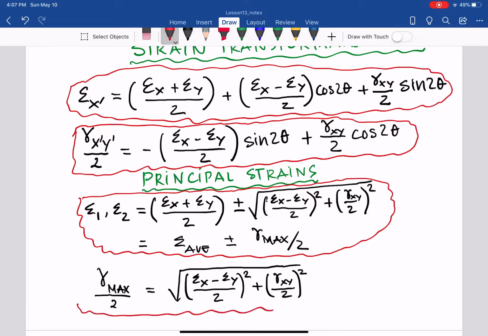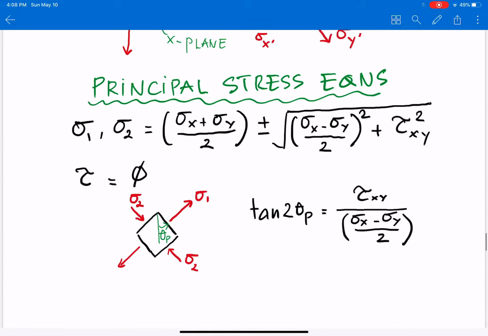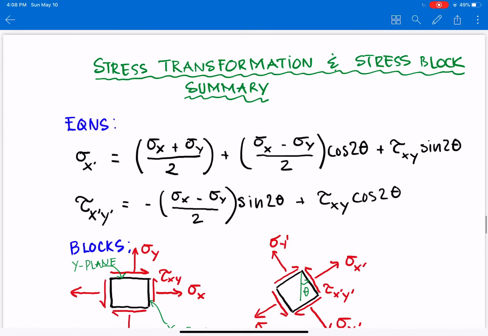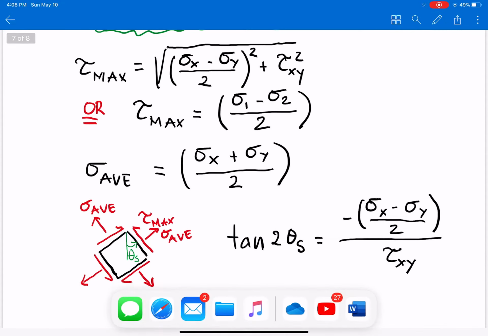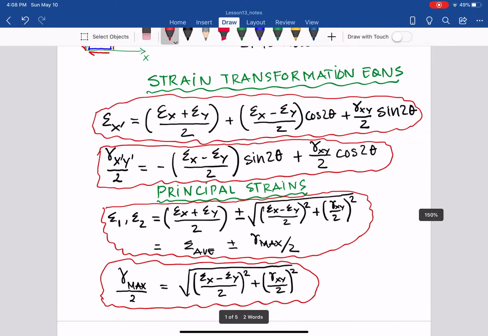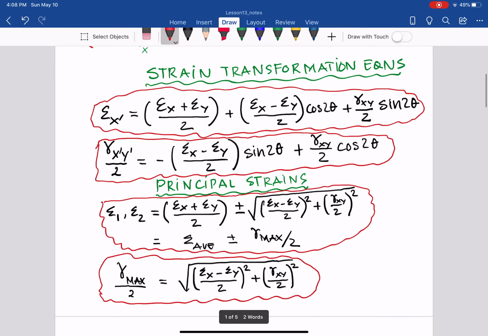As you can see, it took very long to get all of these equations for the stress transformation. But with the analogies, we can find the equations for strain transformation very quickly. In the next video, we will talk about the Mohr circle and how to solve it for strain.